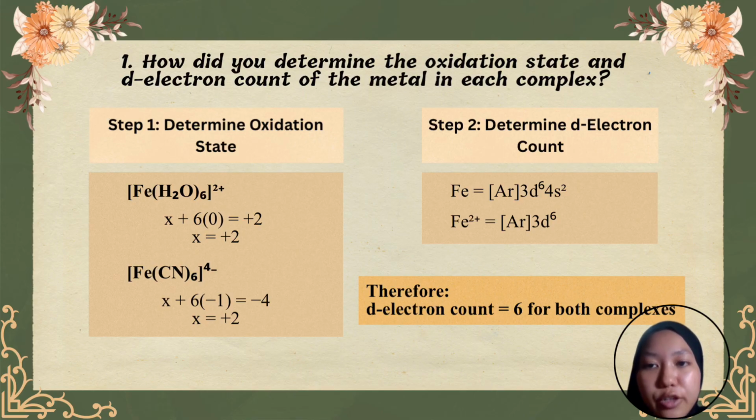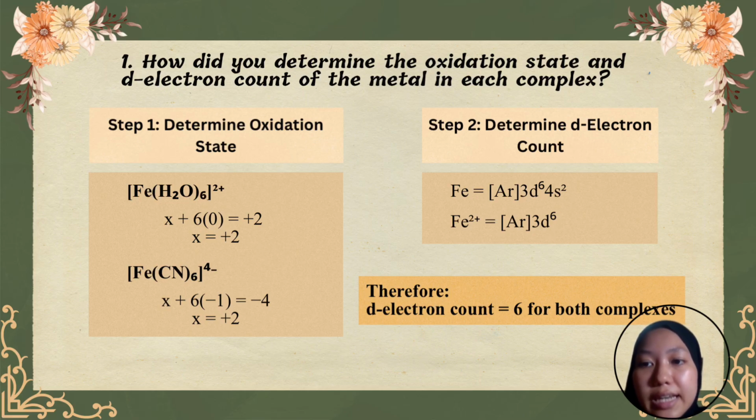For the hexacyanidoferrate(II) ion, each cyanide ligand has a charge of -1. Six cyanide ligands contribute a total charge of -6. Since the overall charge is -4, the iron ion must again have an oxidation state of +2. After determining the oxidation state, we calculate the d electron count.